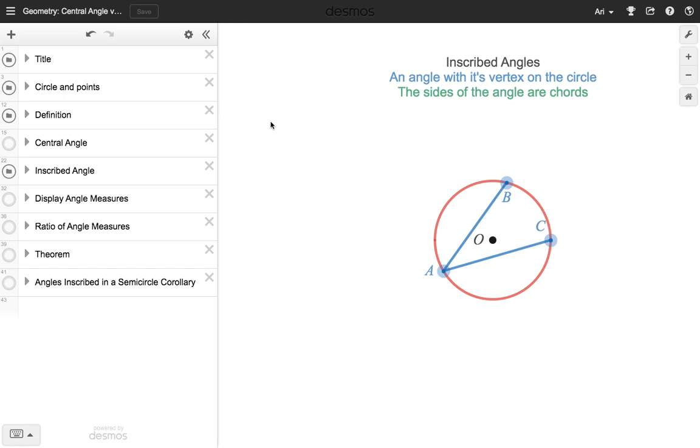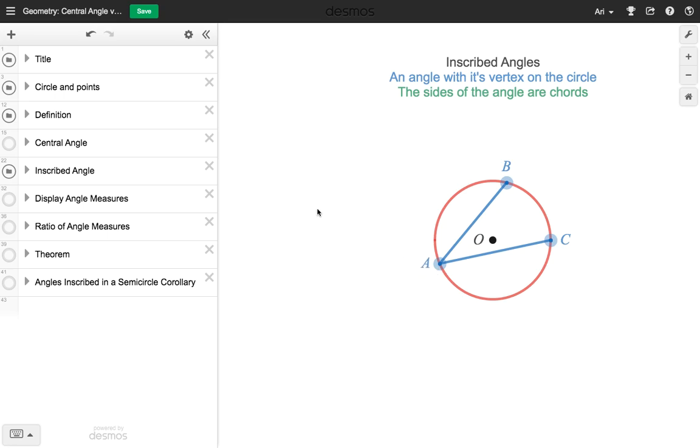Welcome back. What we're going to be talking about today is a new term, inscribed angles, and we're also going to be talking about a theorem related to inscribed angles. So, first of all, an inscribed angle is an angle that has a vertex on the circle, and the sides of the angle are chords. So here we have angle A is an inscribed angle. We can see that its vertex, wherever I put it, is on the circle. So that's what makes this an inscribed angle.